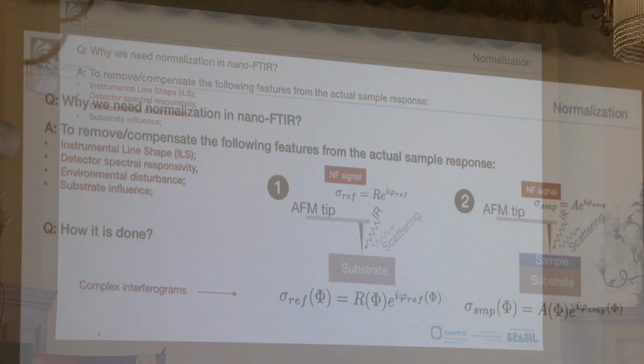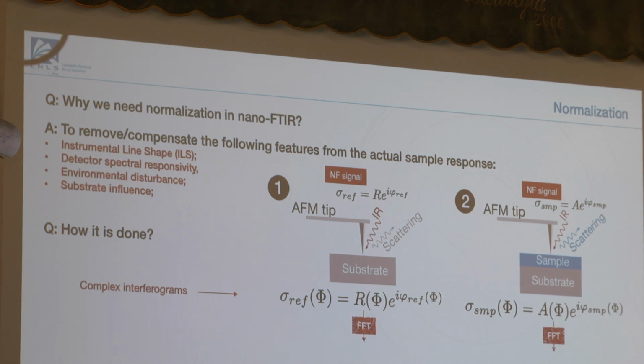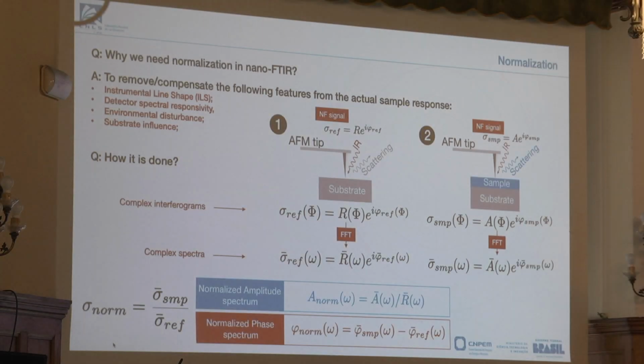So how do we do it, right? Basically we take a spectrum or an interferogram from a flat response material like silicon, for example, and we record that, and then we take the measurement on the sample. So we have these two complex interferograms, right? We Fourier transform them, and we have now two complex spectra. And in the end, what we need to do, as Martin was pointing out, is a complex division here, right? When we do that, we divide the amplitudes, and we subtract the phase.